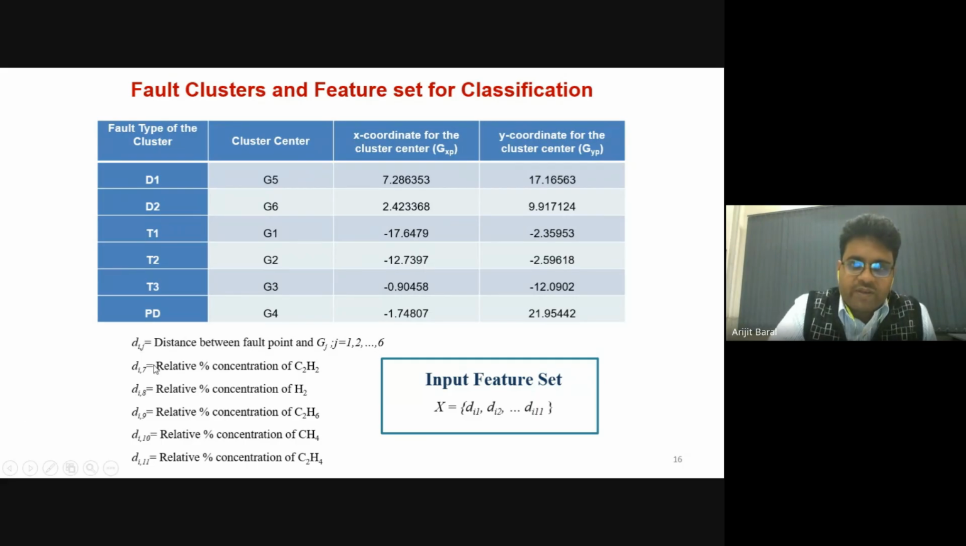Now, we have used 11 features rather than, as in the case of Duval's pentagon, where we used 5 gases only. Here we have used 11 features. So as of now, we are not talking about any reduction of computational burden on the classifier. Here we are only trying to identify which features must be selected so that the classification becomes successful. Once you have identified the centroid of the fault point, then you calculate the distance between each of these fault cluster centers. So this will actually generate these 6 data sets.